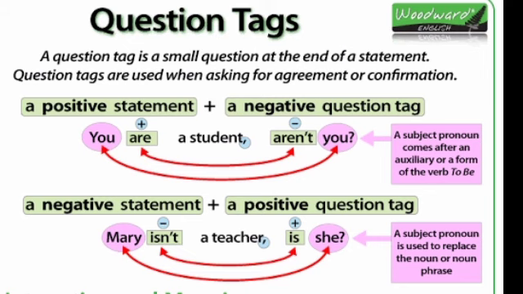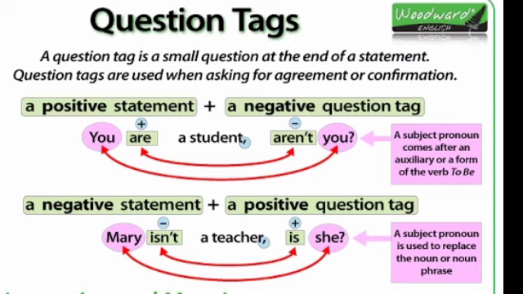Back to question tags again. So, the rules we have to follow in question tags are: a positive statement always takes a negative question tag and a negative statement always takes a positive question tag. Then, in a question tag, auxiliary verbs in the statement are taken as question tags. Look at the example given here.